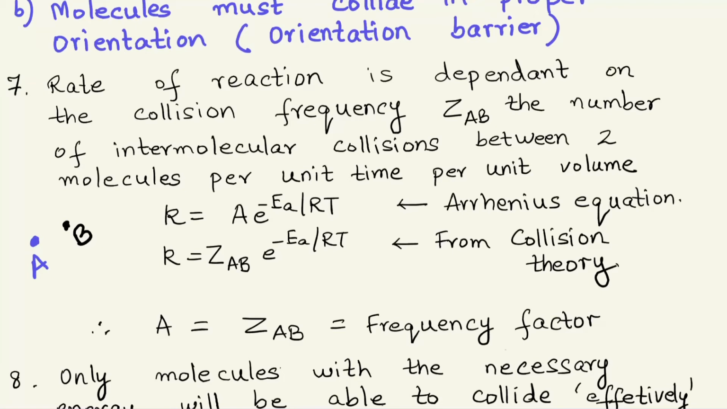So we've given them the names, the two molecules which are colliding, they are being called A and B. You can call them X, Y. But just for the sake of clarity, we are naming them A, B.